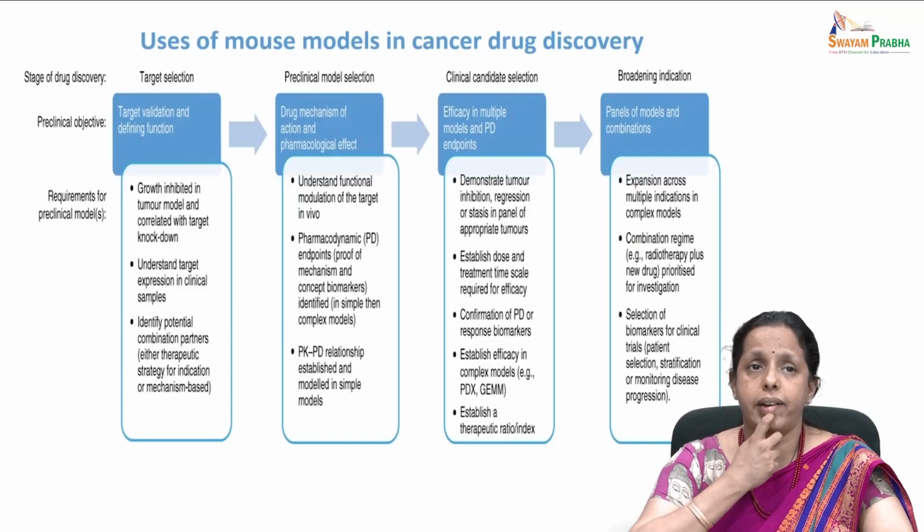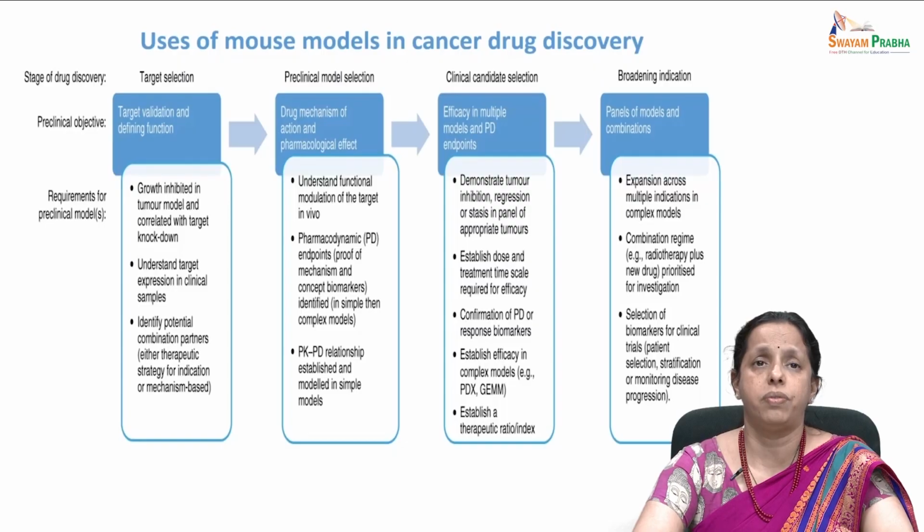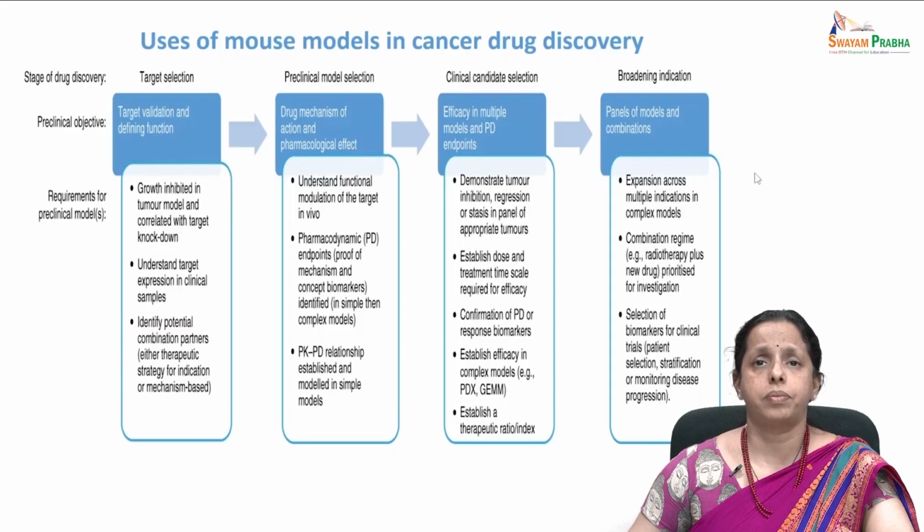So this is like the different stages of drug discovery we have studied, from target selection till clinical candidate identification, where animal models are very important for the different preclinical objectives. At each stage, we really understand how the preclinical model, right from target selection till the clinical candidate selection, a mouse animal model or a preclinical model is very much required.